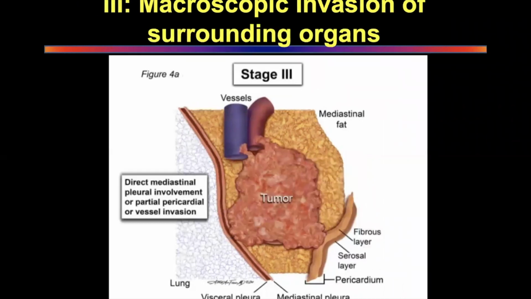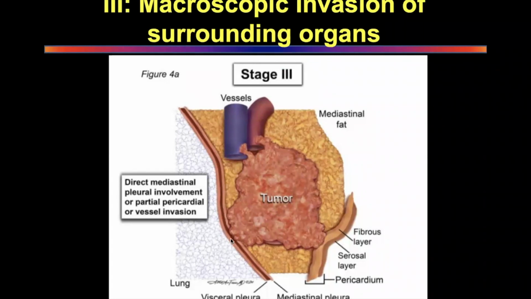This is important. Stage 3 is when there is direct mediastinal involvement of the pleura, of the partial pericardium, or the vessel invasion. So can you see that? Pericardium, there are 2 layers. There's the fibrous layer and the serosal layer. So there is invasion of the fibrous layer. That's why it's called partial pericardial invasion. So it is still stage 3. The vessels are invaded, commonly the SVC.